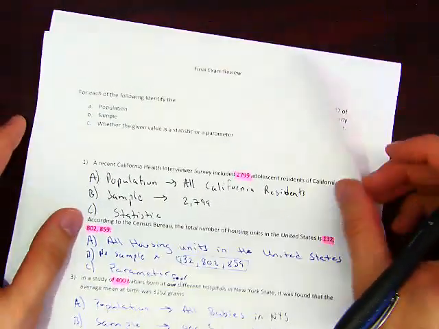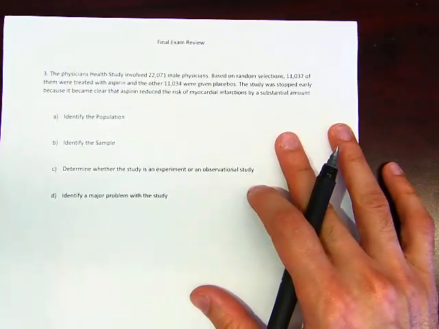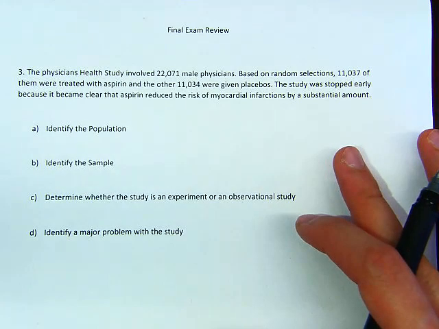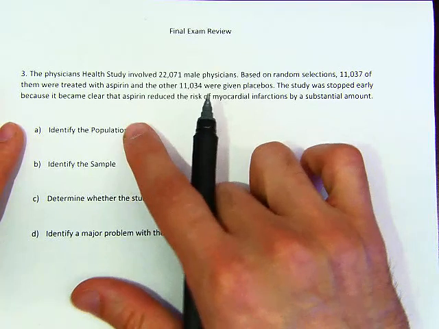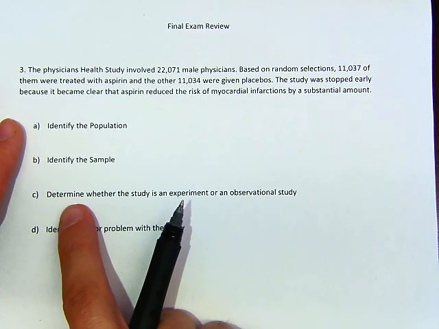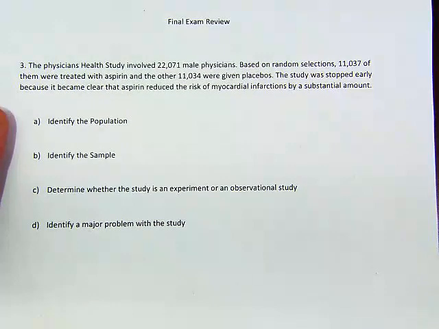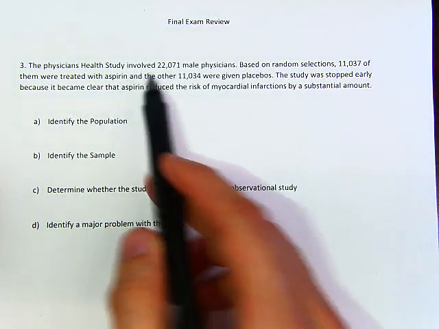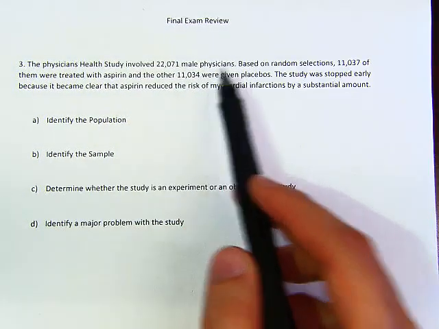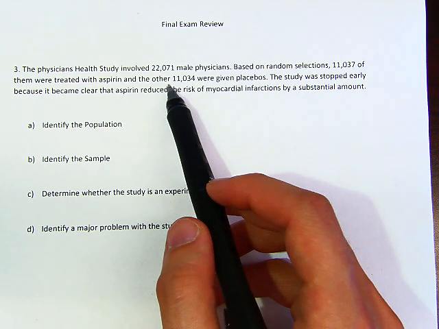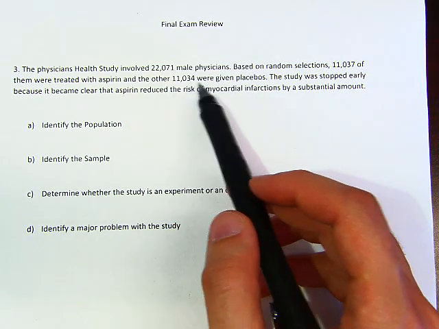I have one final question for you guys to go over together that I cooked up, and it's right here. So what I want you to do is pause the video, try and look at the question yourself, and try and identify the population, the sample, and here for part C, determine whether the study is an experiment or an observational study, and identify a major problem within the study. All right. And now let's say you're coming back to the video. Let's take a look. Here, the Physicians' Health Study involved 22,071 male physicians. Based on random selections, 11,037 of them were treated with aspirin, and the others were given placebos.